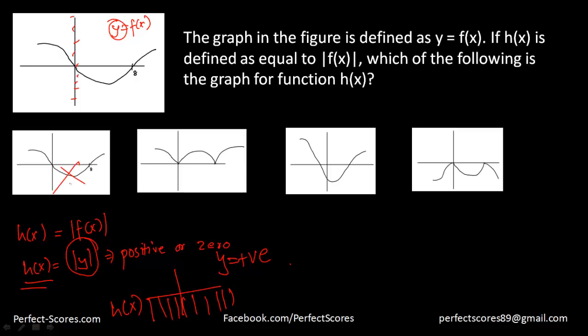Over here the value of y is positive, over here the value of y is negative, and over here the whole of y is negative. This is the only graph where the value of y is not negative, right? So pretty easy question. Not so easy if you don't follow the basics.